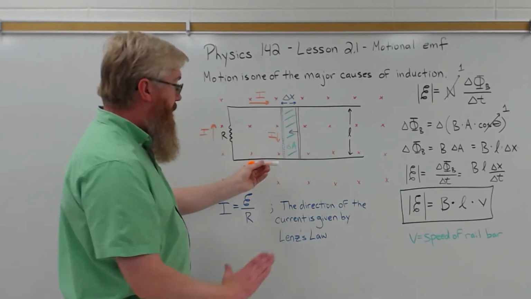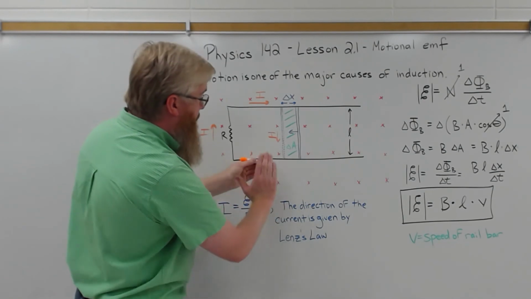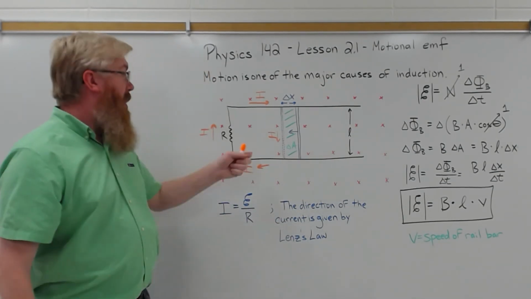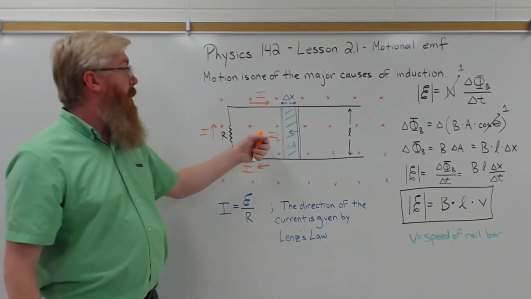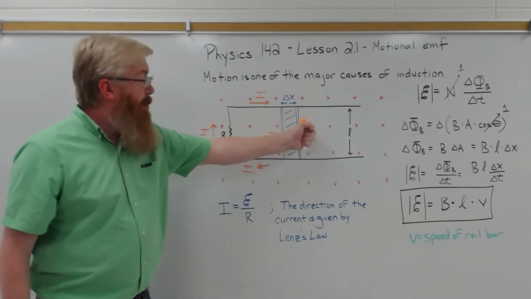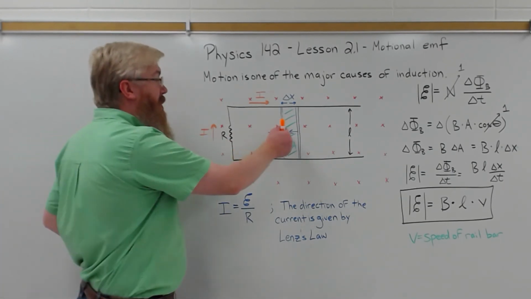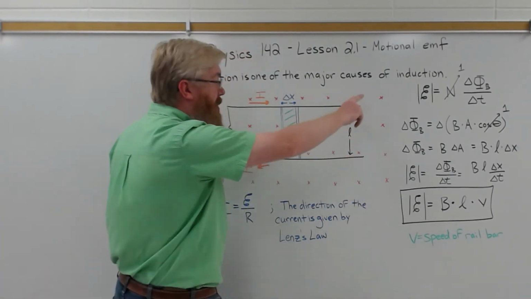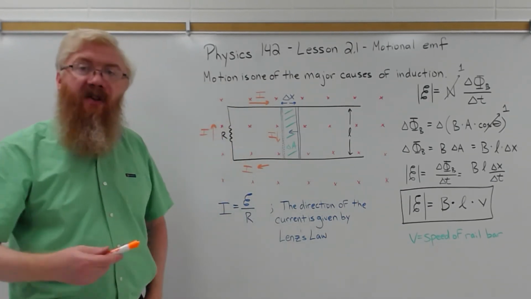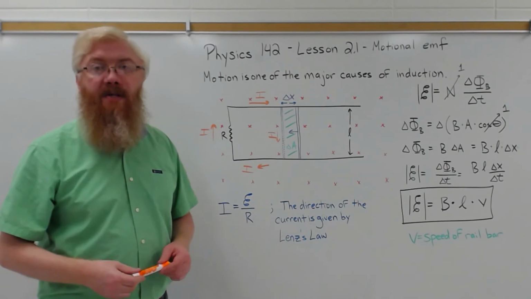Again, current going to the left, thumb in the direction of the current, grab the circuit. On the top of the circuit here, my fingers go into the board, reinforcing the magnetic field, and so on. So this is the correct direction, clockwise, if I pull this bar to the left. If I pull the bar to the right, the same equation still holds, but the direction of the current flips, and it goes counterclockwise rather than clockwise.